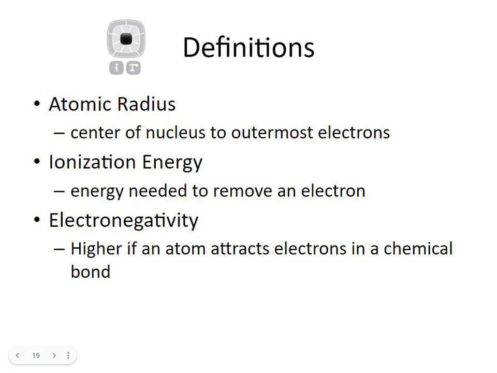All right, so the definitions we've talked about are atomic radius. You've got the center of the nucleus to the outermost electrons, the distance for that. We've talked about ionization energy, which is the energy needed to remove an electron. And then electronegativity is higher if an atom attracts electrons in a chemical bond. So higher whenever it attracts electrons more closely. Those are the 3 definitions that we have talked about for the 3 different trends.